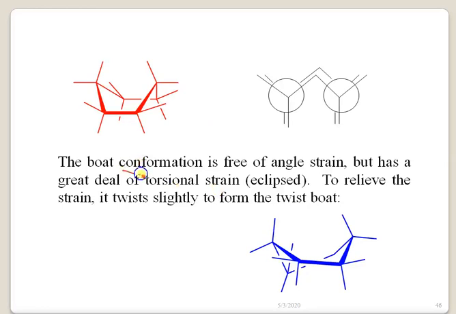The boat conformation is free of angle strain but has a great deal of torsional strain. These bonds are eclipsed, back to each other. To relieve the strain, it twists slightly to form the twist boat. The boat conformation is less stable than the chair conformation, but the twist boat is slightly more stable than the boat conformation, by twisting these carbons.